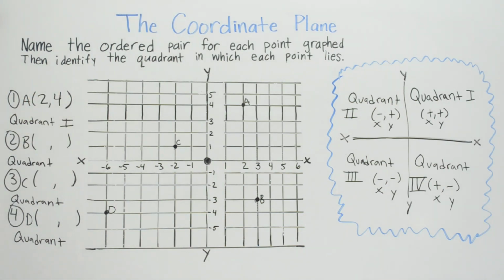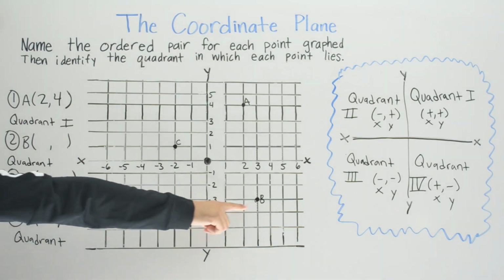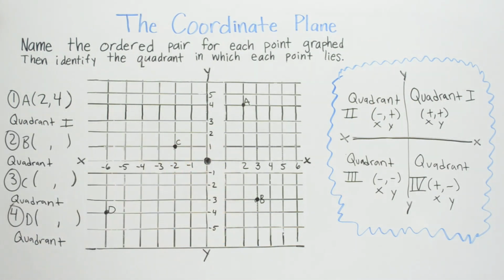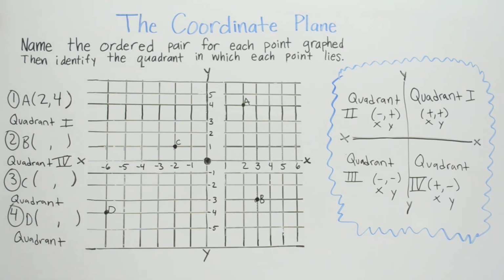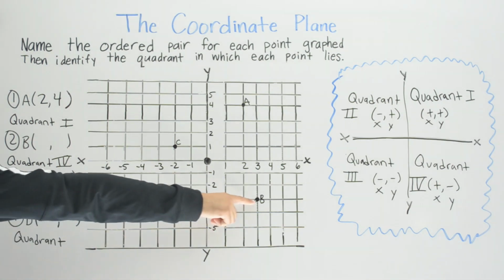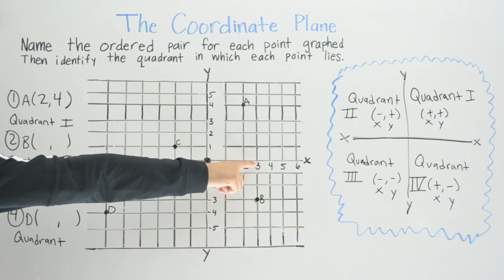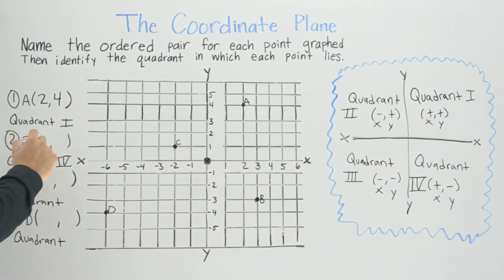Then we're going to look for B. We see that B is right here. Once again, we look to see what quadrant it is. It's on the bottom right side, which is quadrant 4. So for B, we put quadrant 4. And we're going to look for the points. We look for our X first. We know that it stops here, and we know it's 3. So X is 3. And for our Y, it's going to be negative 3.